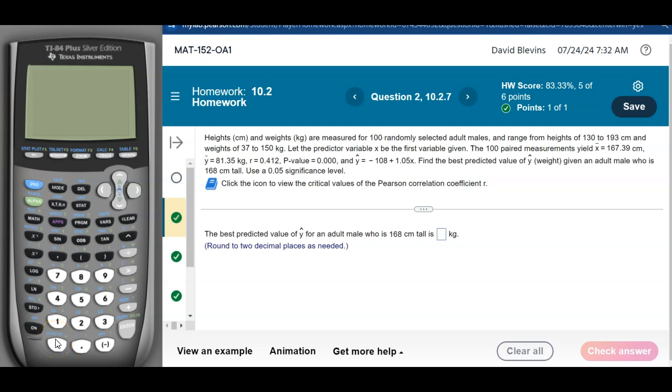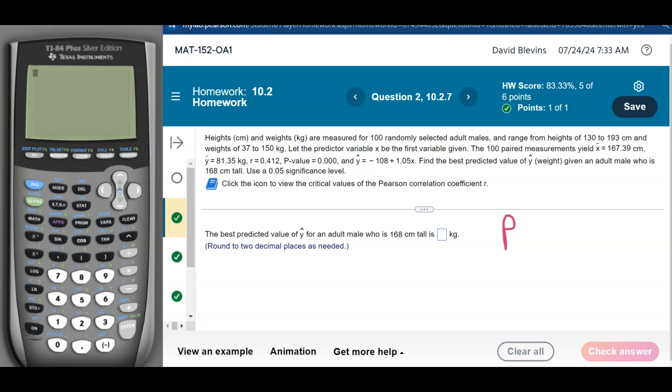Hey Stats class, I'm going to go over in this video how to use your calculator just to do a basic prediction with a line. If I am looking at this and I'm deciding how I am going to make this prediction, what I need to do is compare the p-value to alpha. Alpha is 0.05. I got 0.000, which is less than 0.05. So p is less than alpha, so I am going to reject the null hypothesis.